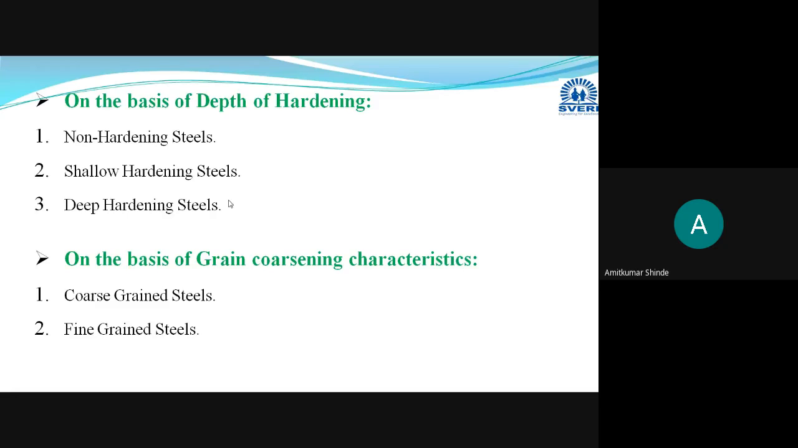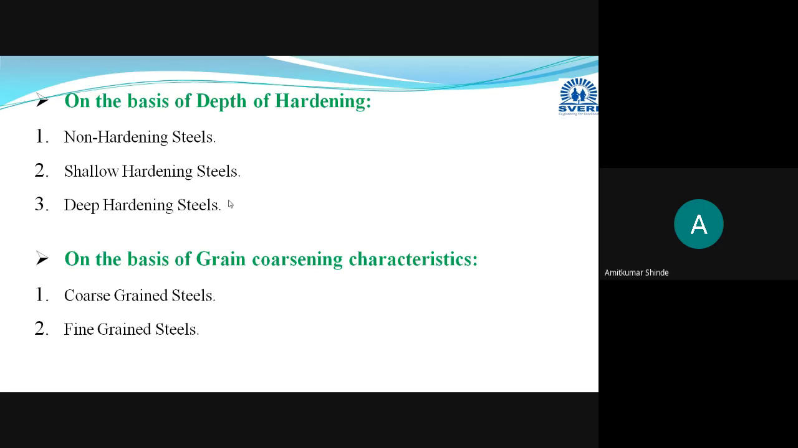Then the next basis for the classification of steels is grain coarsening effect or grain coarsening characteristics. Now, before going to the actual discussion of the types of steels, first you should understand what the grain coarsening effect or grain coarsening characteristic is. I will tell you that.